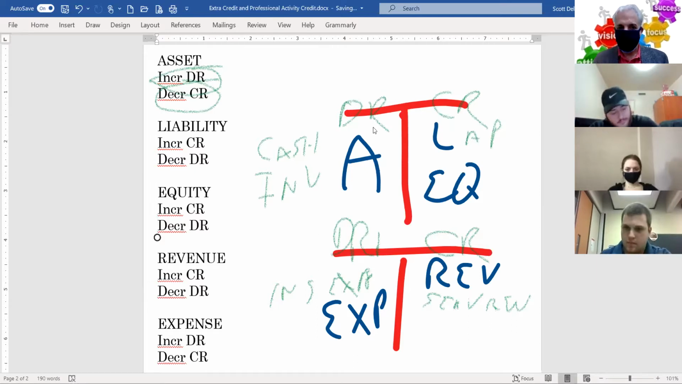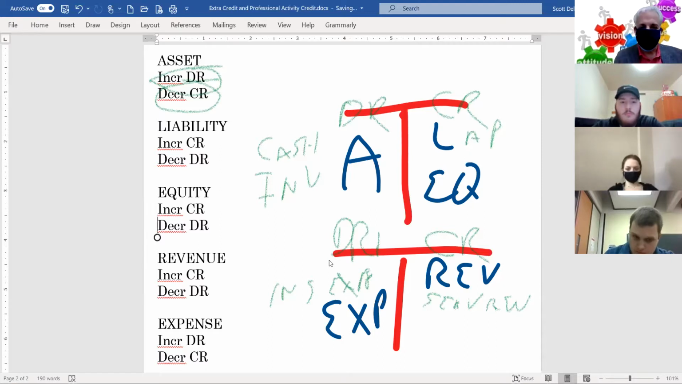So you either have to memorize the right-hand side, the T accounts with the picture, or the left-hand side. Increase an asset with a debit, decrease an asset with a credit. Increase a liability with a credit, decrease a liability with a debit. Increase equity with a credit, decrease equity with a debit. Increase revenue with a credit, decrease revenue with a debit. Increase expense with a debit, decrease expense with a credit. That's the core, that's the crux. We're going to be getting into adjusting journal entries shortly, and with adjusting entries, you're going to need to know your debits and credits.